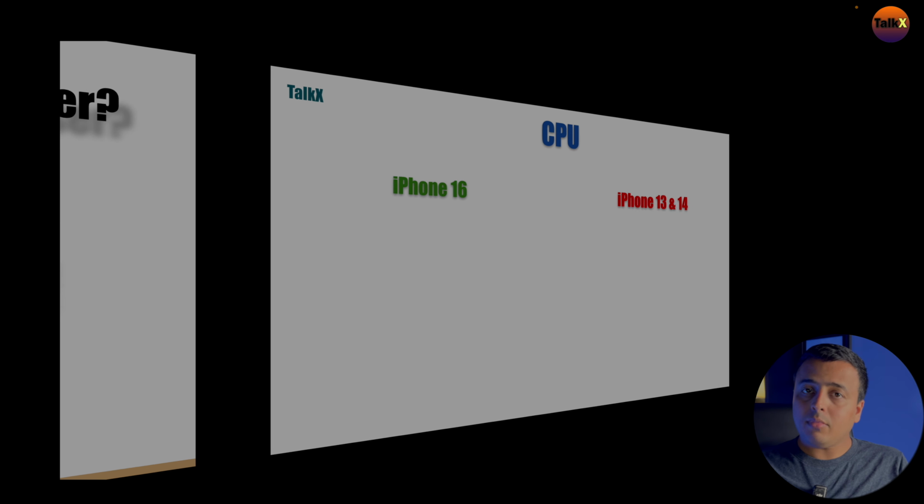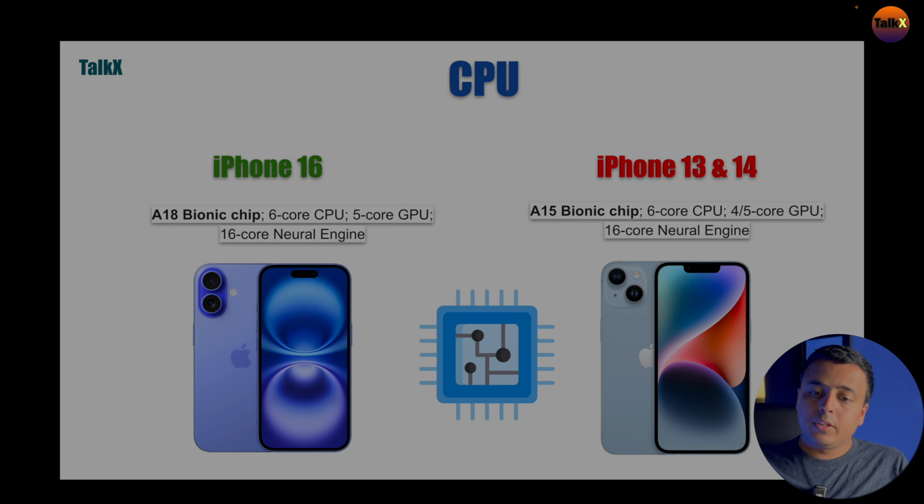Now let's talk about CPU. iPhone 13 and 14 both have the A15 Bionic chip, with a 6-core CPU on each device. GPU wise, iPhone 13 got a 4-core GPU, iPhone 14 got a 5-core GPU, and both got a 16-core neural engine, and it is an A15 Bionic chip. When it comes to iPhone 16, it got a very big jump in terms of CPU power. It got the latest A18 Bionic chip, 6-core CPU, 5-core GPU and 16-core neural engine. So you can see that there is a big upgrade in terms of the CPU.